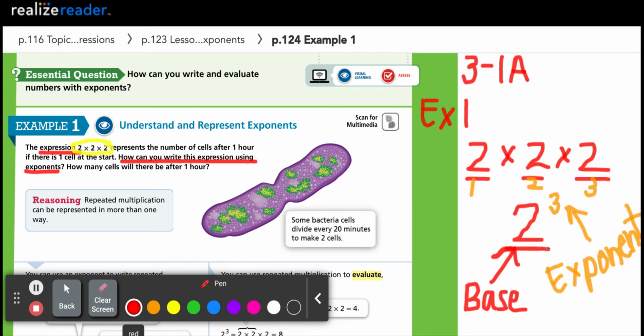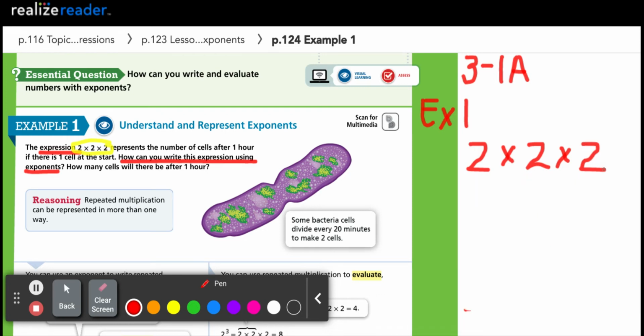The base is the bigger number. That's the number that's being multiplied times itself. The exponent is the number that is smaller and written up top. That exponent tells you how many times the number will be multiplied times itself. So now let's think about what that means. If my base was 2, and my exponent was 3, I have 2 being multiplied times itself 3 times. 2 times 2 times 2.